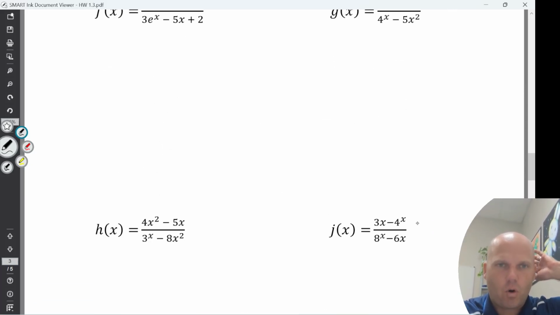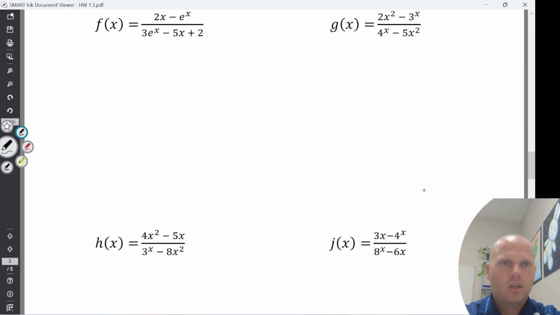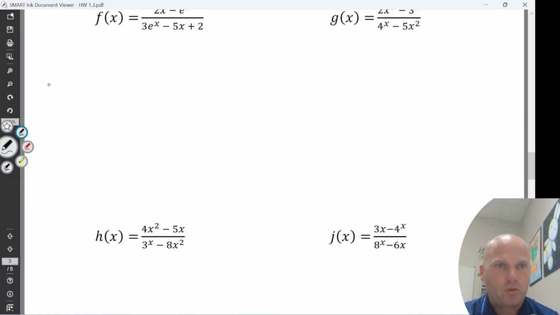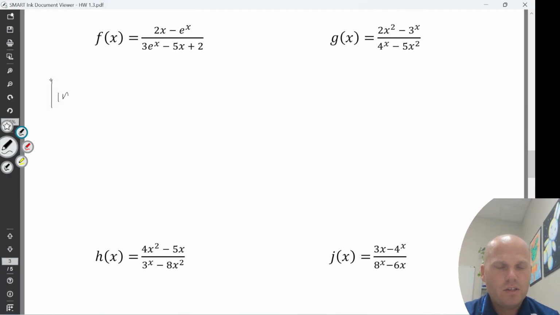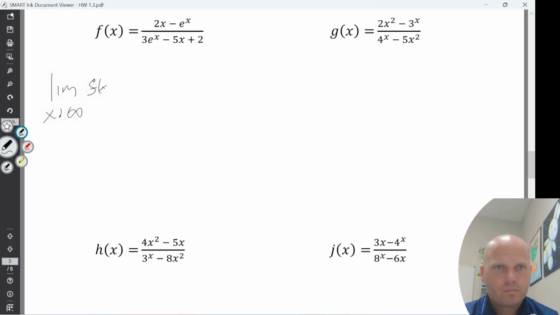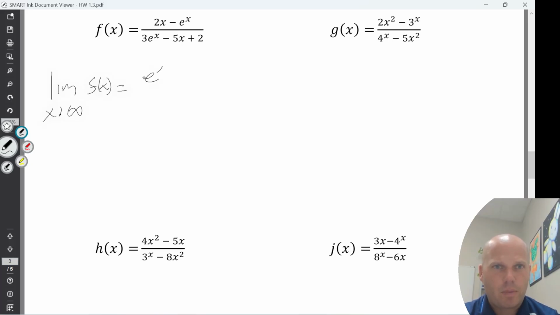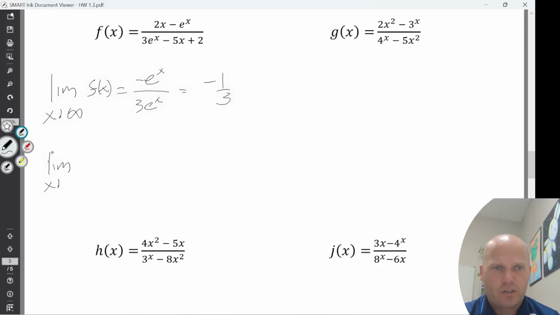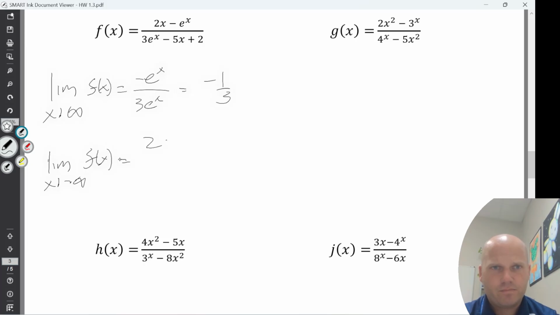Okay, these next 4 are all about making sure you're looking in both directions. Because if I'm going in one direction, I will care about something. But if I go in the other direction, I might care about completely different things.